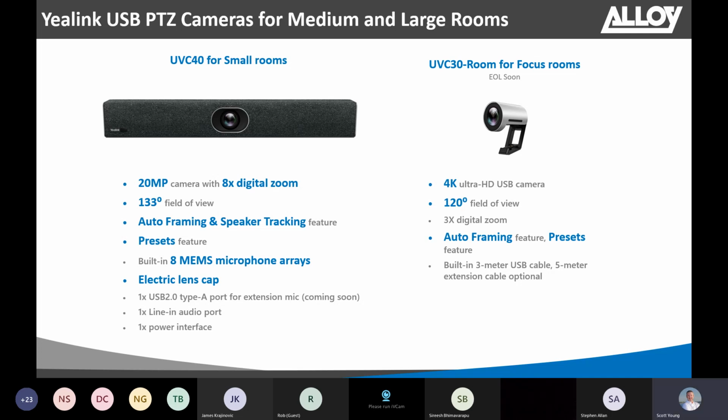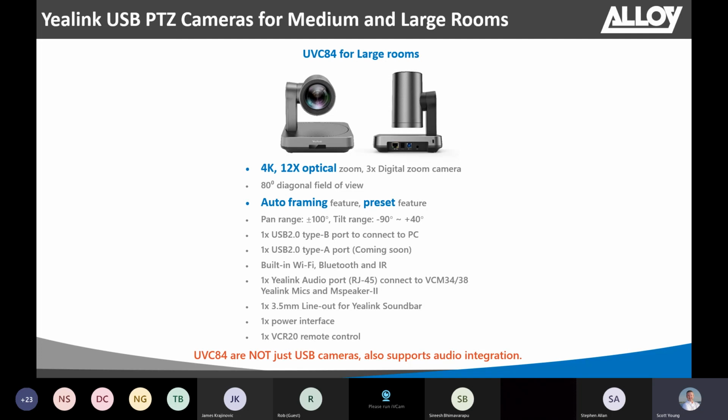Now looking at the UVC-30, which is our focus room solution, it's a 4K webcam with a 120-degree field of view. It also has 3x digital zoom. It also supports that auto framing functionality and has the ability to configure presets as well. Okay, the UVC-84 is the 12x optical zoom 4K camera built for medium to large rooms. Again, this camera has the auto framing feature and also supports up to 9 presets.